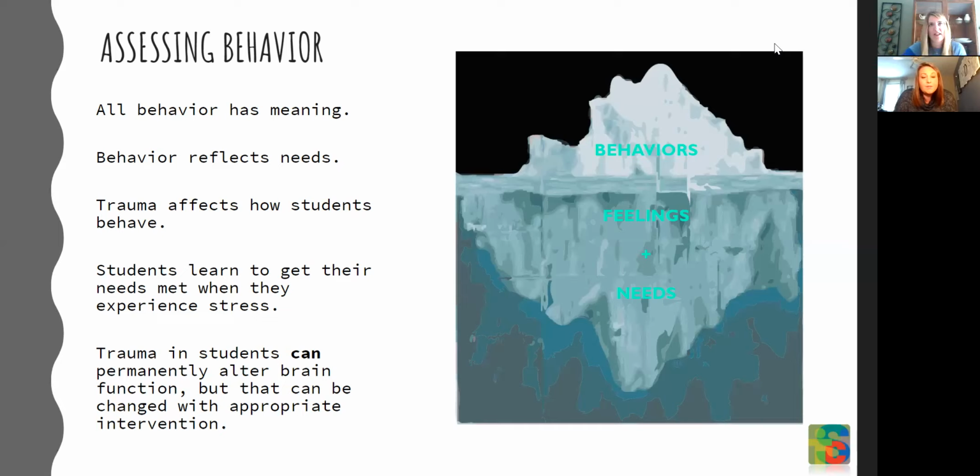Again, just remember that when a behavior happens, be able to quickly think about, okay, what's going on right now in the environment? What can I do to immediately remove some of those triggers? And then get to those underlying feelings and needs when that student's back at baseline.